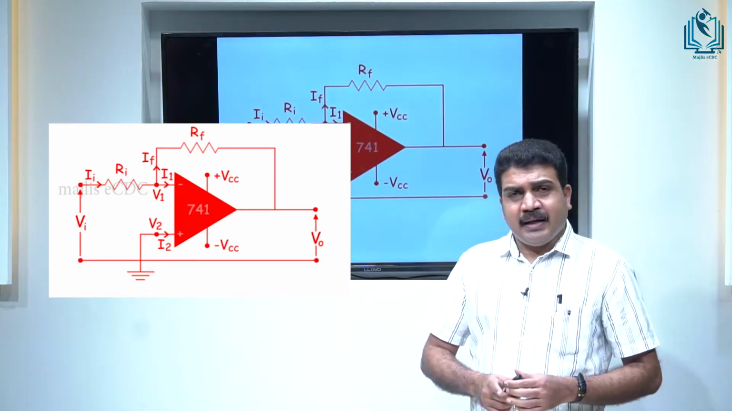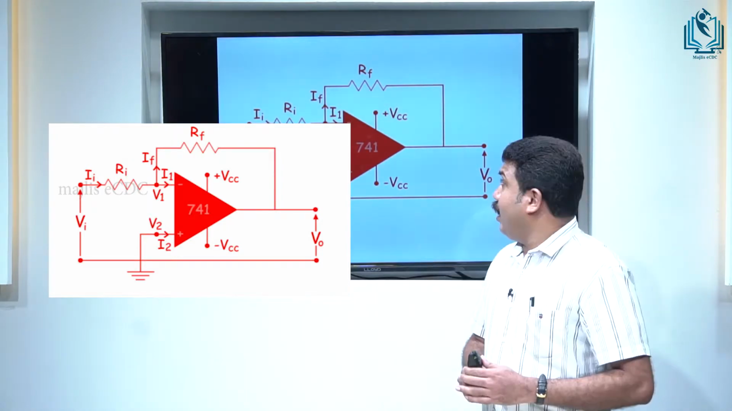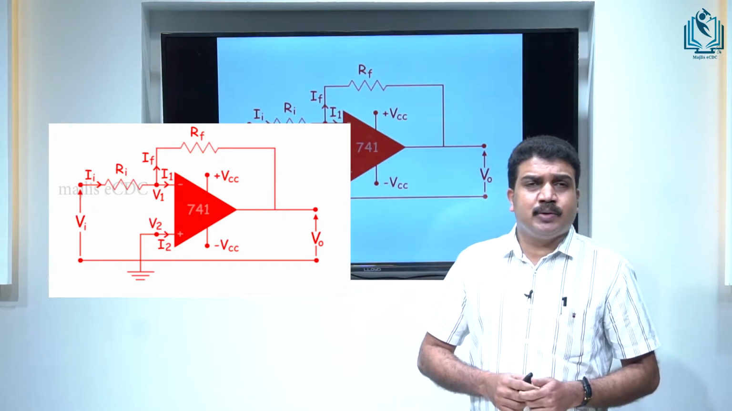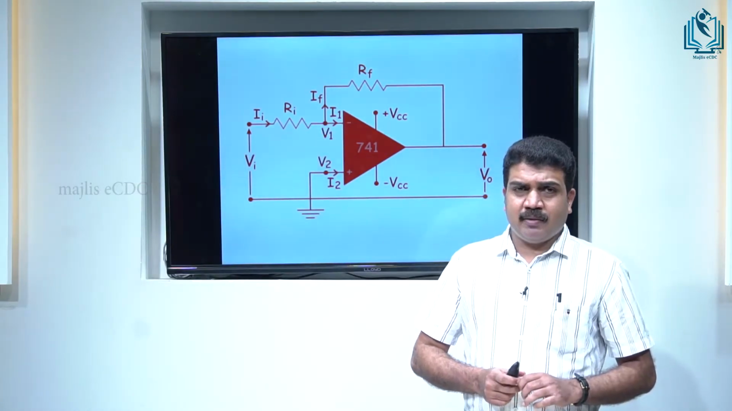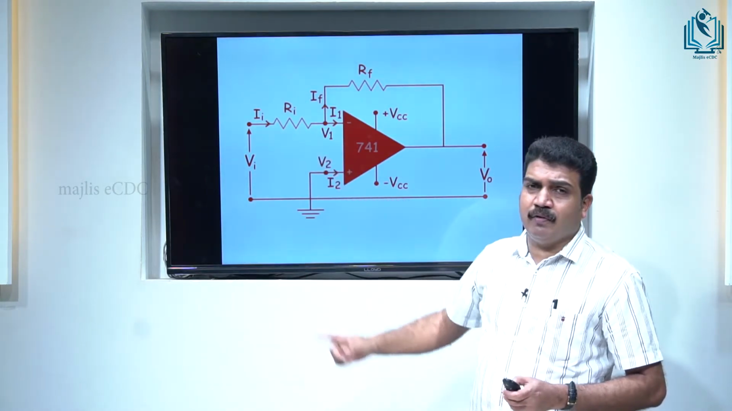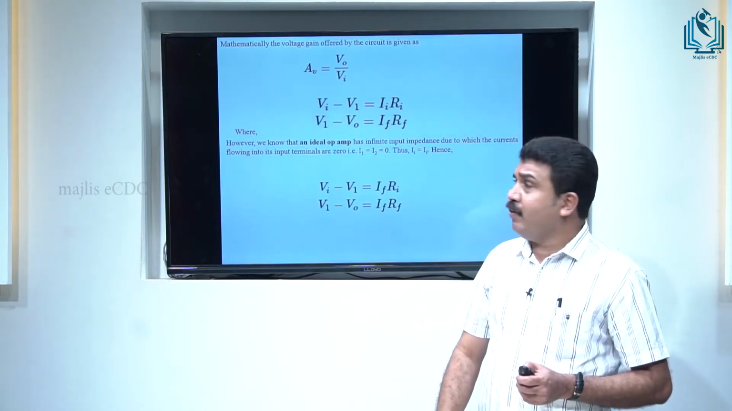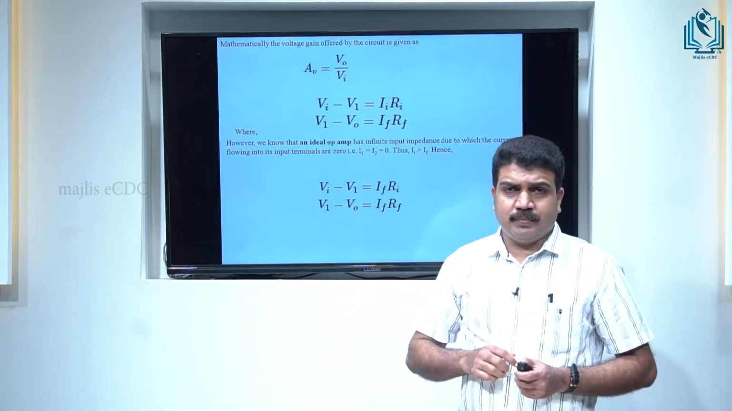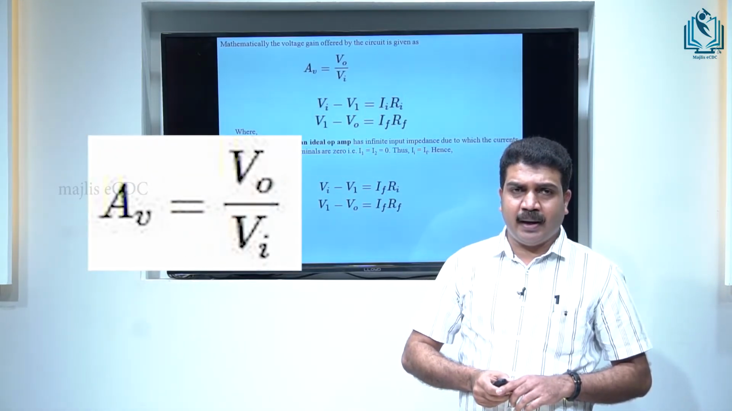Here I is the input current passing through the resistance Ri. I1 and I2 are the two input currents. Vo is the output. The potential drop across resistance Ri is Vi minus V1, and the potential drop across resistance Rf is V1 minus Vo. The mathematical expression for gain AV is equal to Vo by Vi.